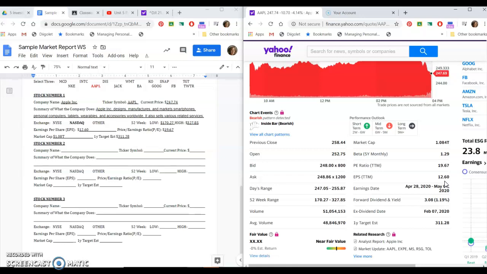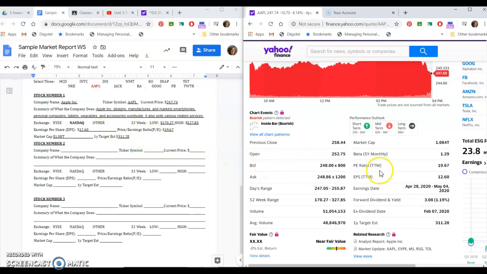So you can see that the higher that number, the more profitable a company is. Earnings stand for profits for a particular company. So the higher that number, the more profitable the company is in relation to the number of shares that it has. So $12.60 is the earnings per share for Apple.